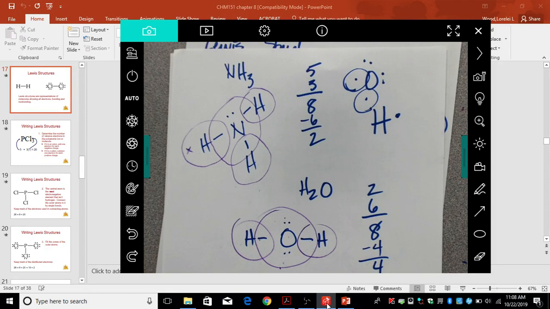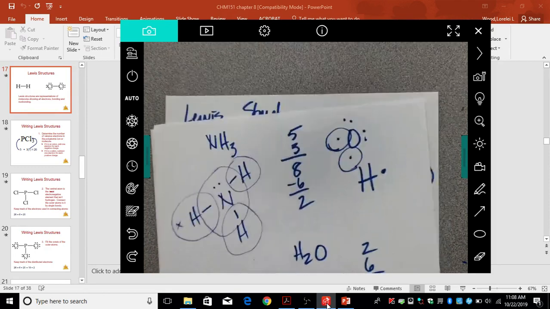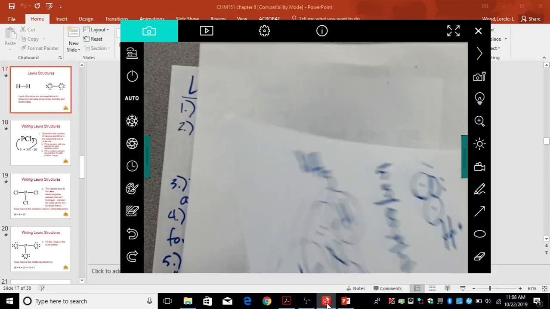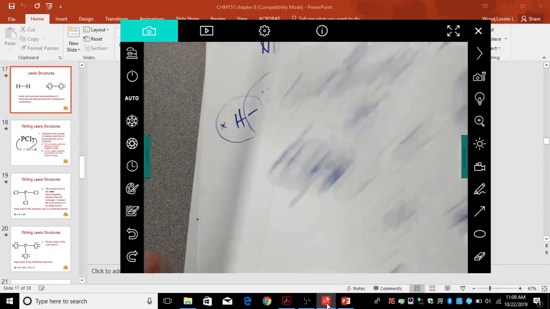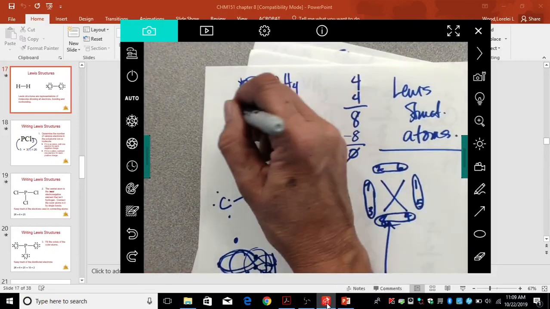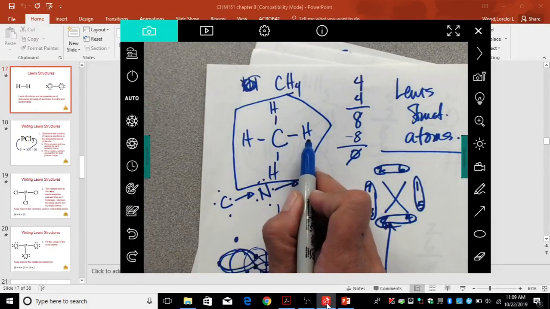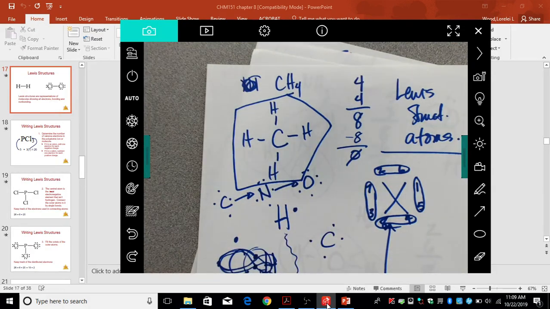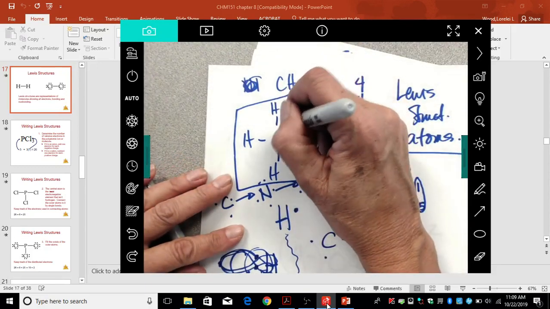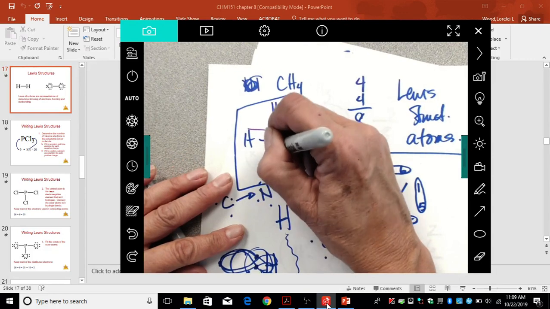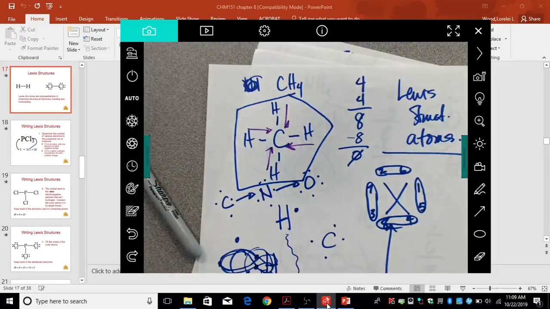Now, let's think about the bonds themselves as either being polar or non-polar. Let's look at this one right here. Methane. Is the bond between carbon and hydrogen polar? Who's more electronegative, carbon or hydrogen? Carbon is way more electronegative, so who's going to be pulling on those electrons tighter? Carbon, so the electron is going to be going in this direction, right? They're all going to be pulled in.